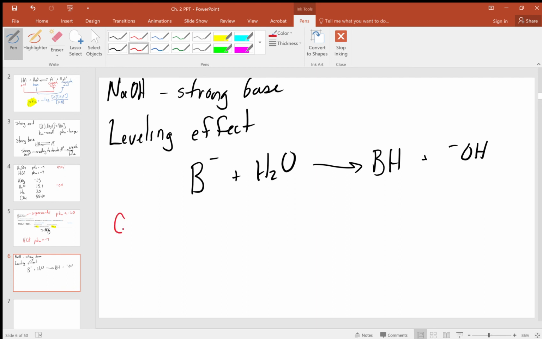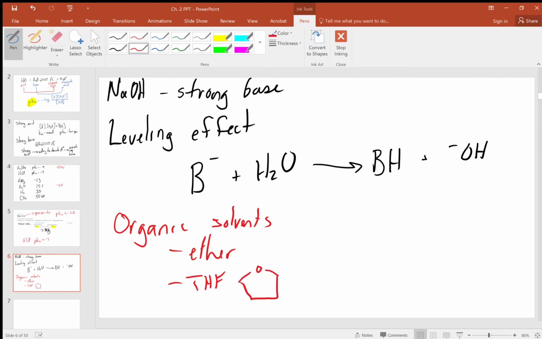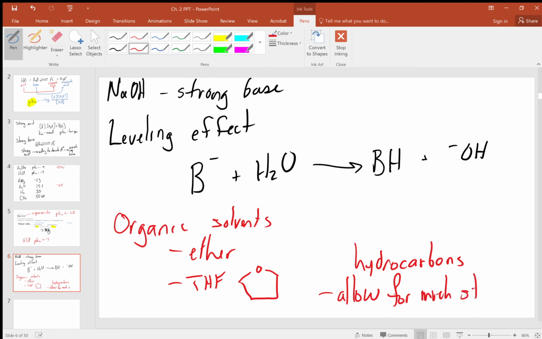But in organic chemistry, we get organic solvents. And so things like ether, THF, or hydrocarbons are common solvents. And these allow for much stronger bases to be used. How strong?